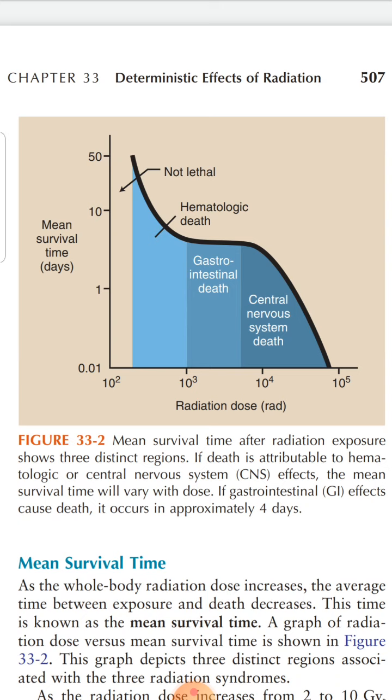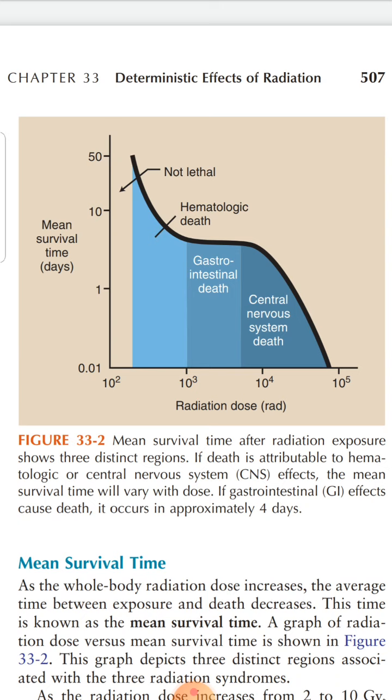As the whole body radiation dose increases, the average time between the exposure and the death decreases, and this time is known as the mean survival time. If we look at this graph, you can see three distinct regions associated with the three radiation syndromes that we have already discussed: the hematological death, gastrointestinal death, and central nervous system death.